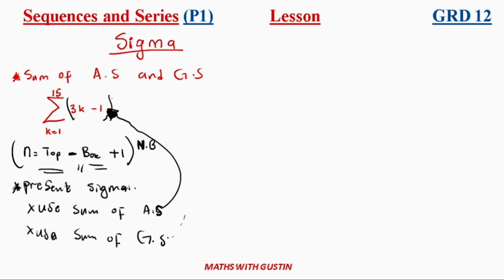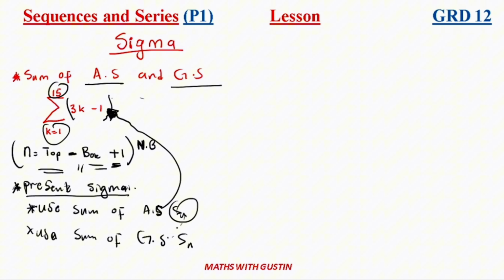And then lastly, we discussed the sigma notation. I said in sigma notation you will have to consider some formula for arithmetic and geometric. And if they ask you to find the number of terms, you would say top minus bottom plus 1. All right, and if they ask you to find the sum and present it in sigma notation, you would use the arithmetic sequence Sn formula, and also the geometric Sn formula.